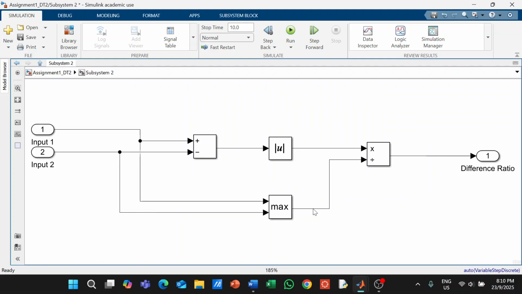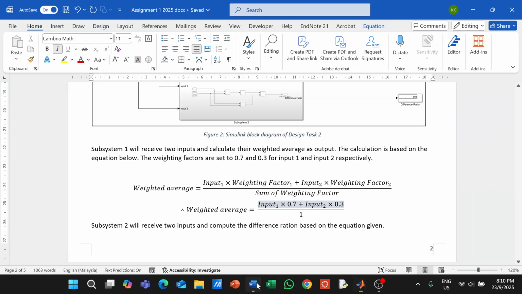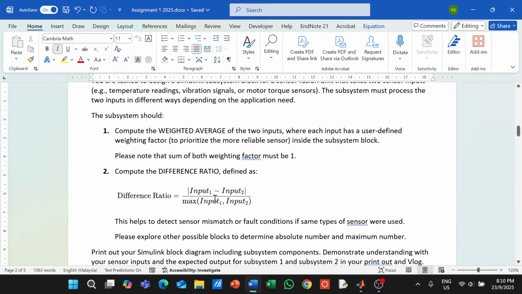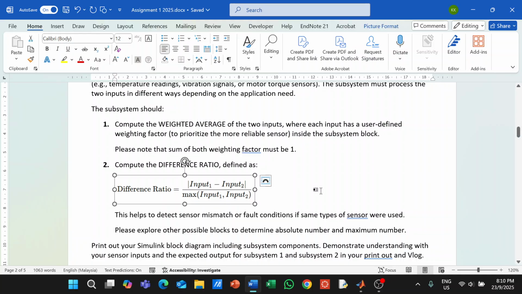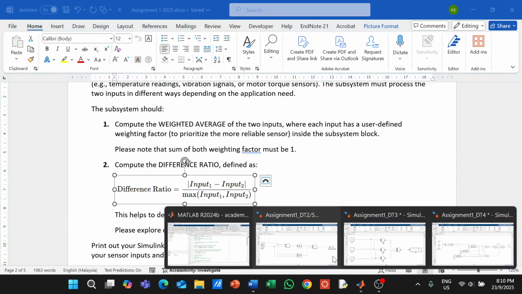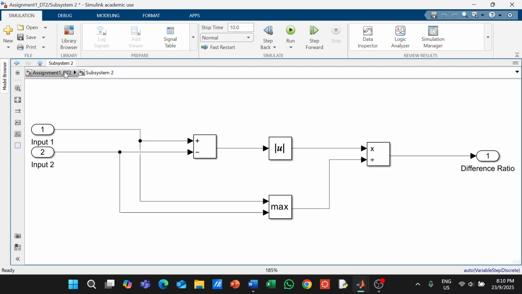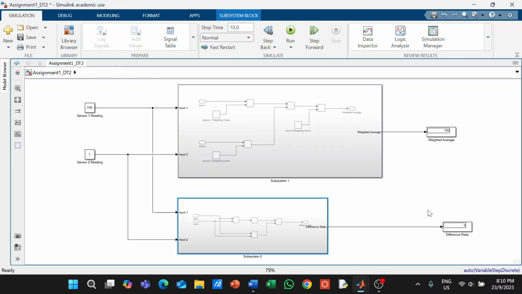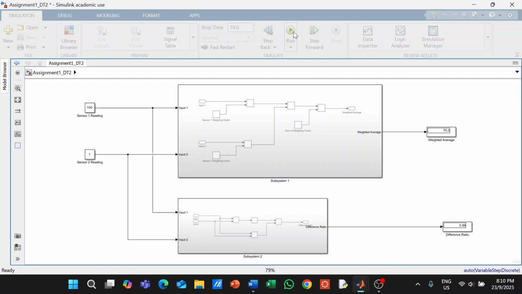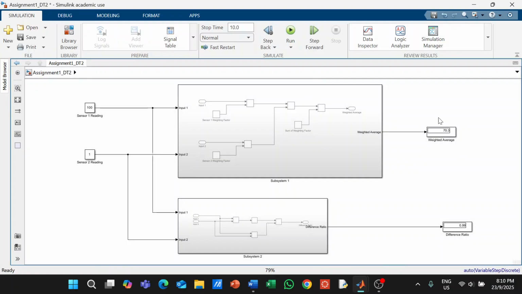And for subsystem 2, the difference ratio is calculated based on the equation given. Similarly, after calculating, this difference ratio will be displayed here. So for example, this is the calculated weighted average and the difference ratio.